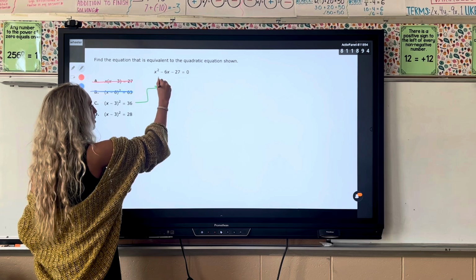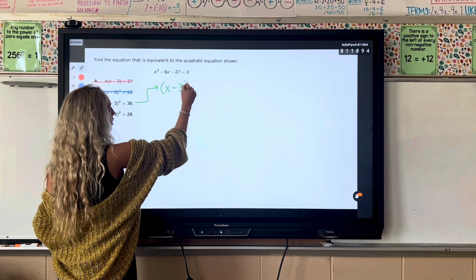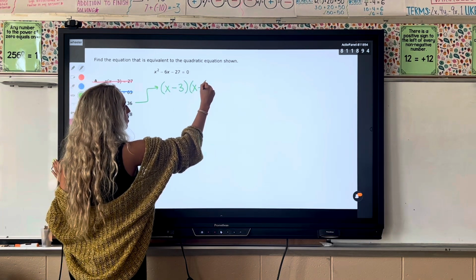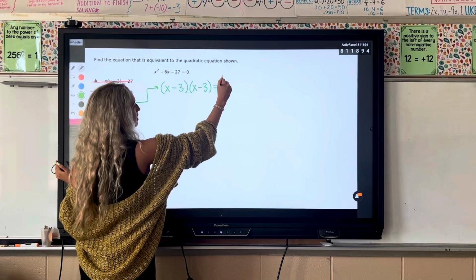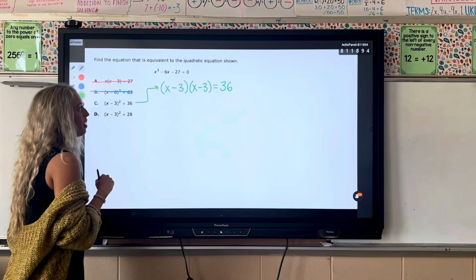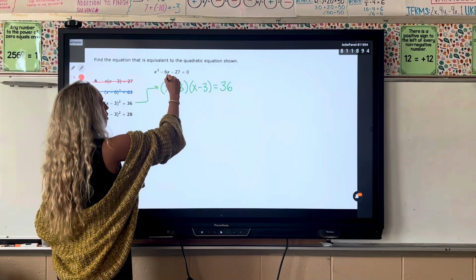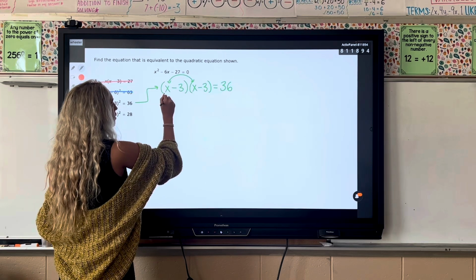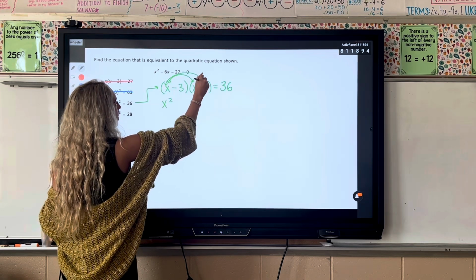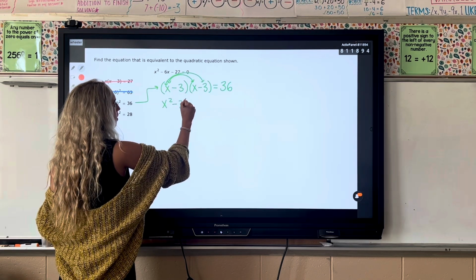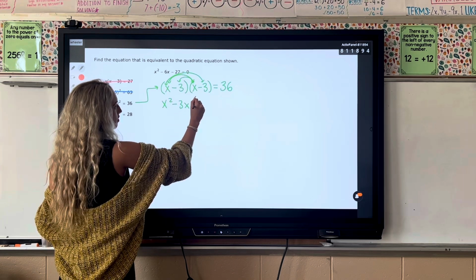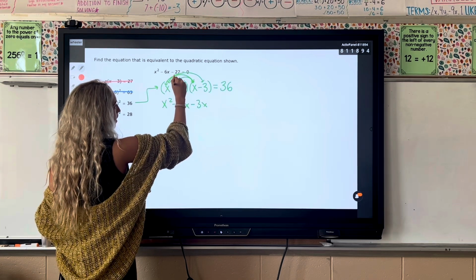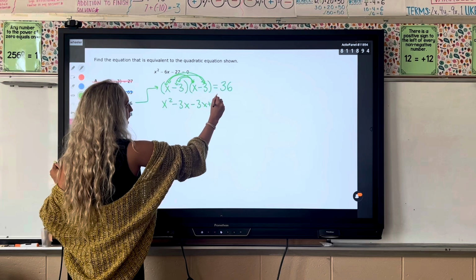Again, I'm going to expand this and FOIL it. So x minus 3 times x minus 3, and that is set equal to 36. So I'll go ahead and I'll FOIL: firsts, outers, inners, and lasts.